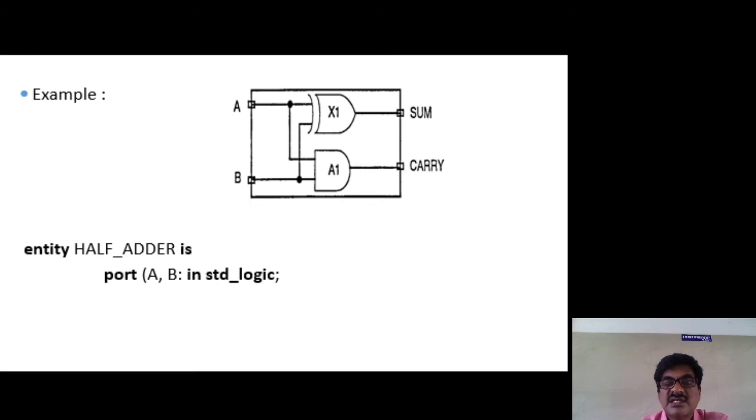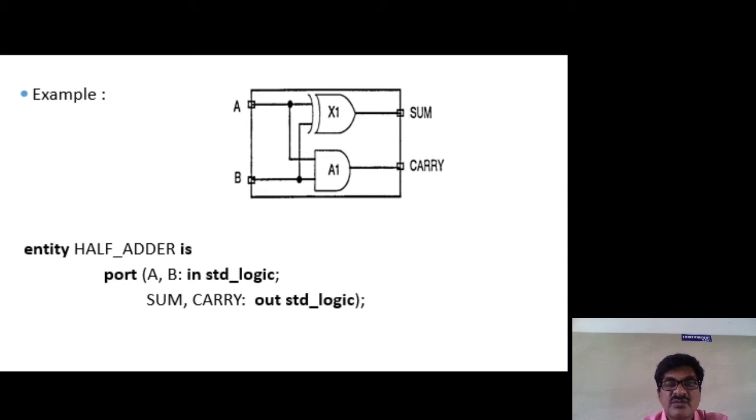Similarly, this digital circuit has two outputs, sum and carry. So I am declaring them as sum, carry colon out standard logic. Since these two signals are output signals, in place of mode you have to write out. The different modes for the signals declared in the port are in, out, and buffer.